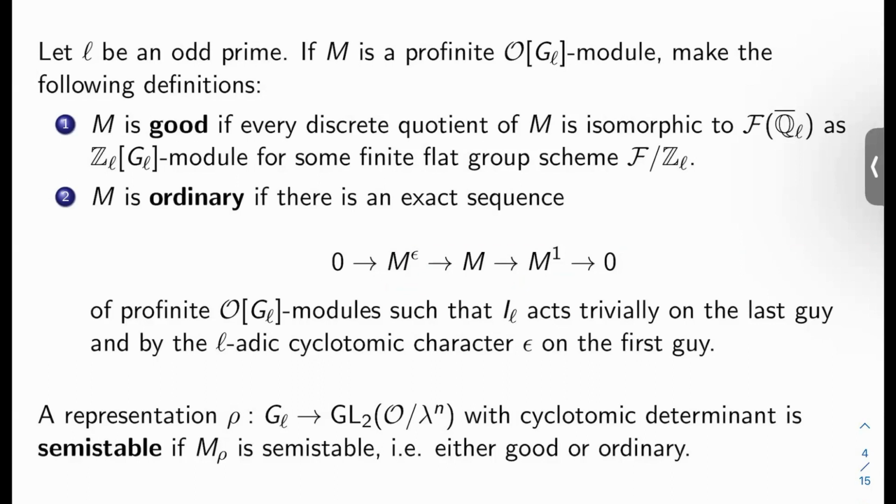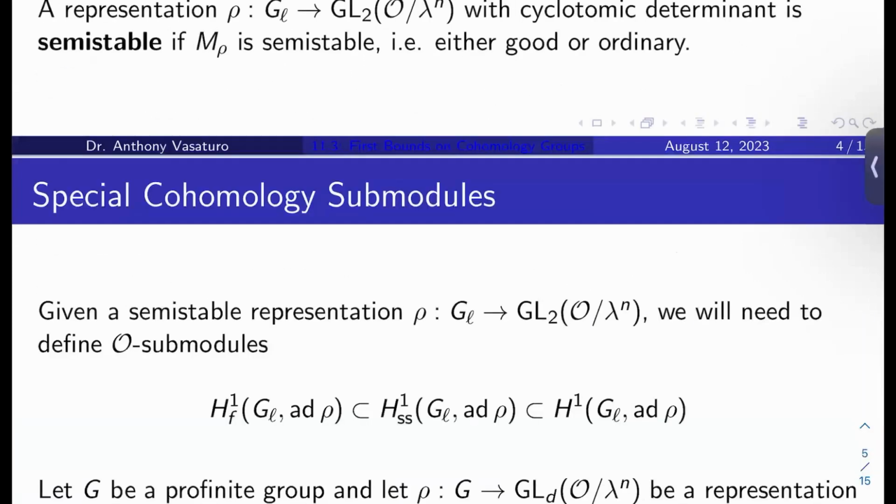And then we'll say that a representation rho from G_l to GL_2 of O mod lambda^n for some n with cyclotomic determinant is semi-stable if M_rho is semi-stable. And what does it mean for M to be semi-stable? It just means it's good or ordinary. Okay, so that's what I was going to say: this goodness condition isn't necessarily just flatness, but it's flatness plus cyclotomic determinant.